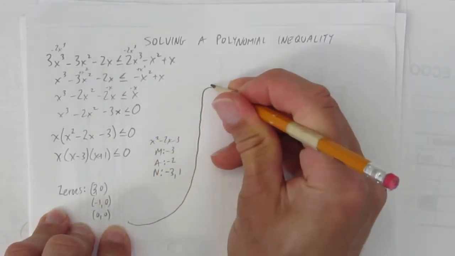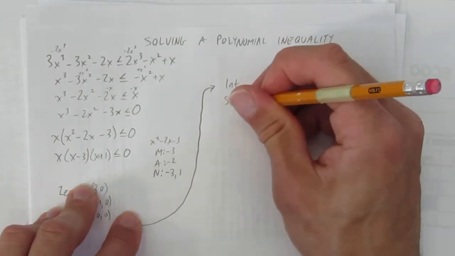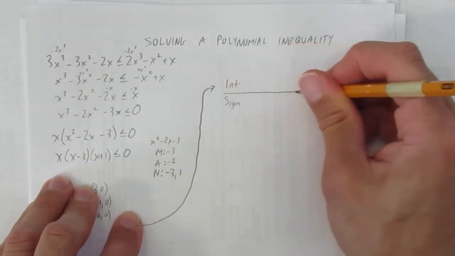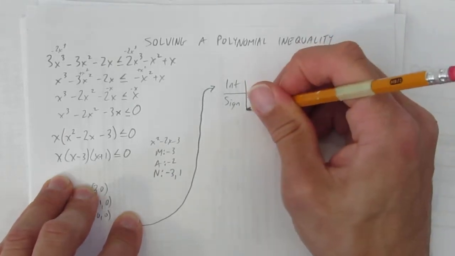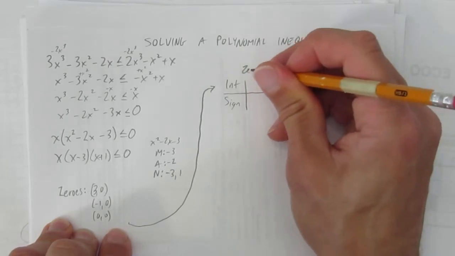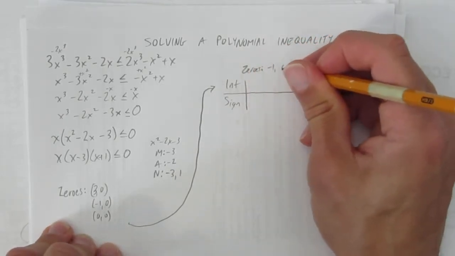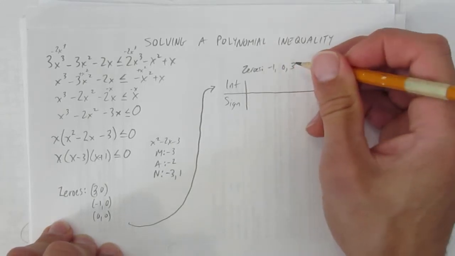And it helps to look at these in order, because our next move is going to be make an interval table. An interval table works like this. You have the interval and the sign. And so your intervals are going to be your zeros in order. It's probably worth writing those zeros in order so I don't make a mistake. They go negative 1, then 0, then 3.